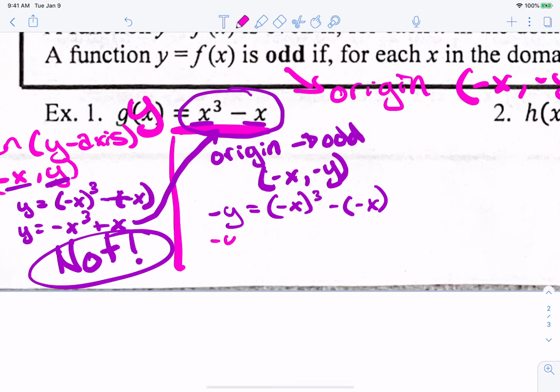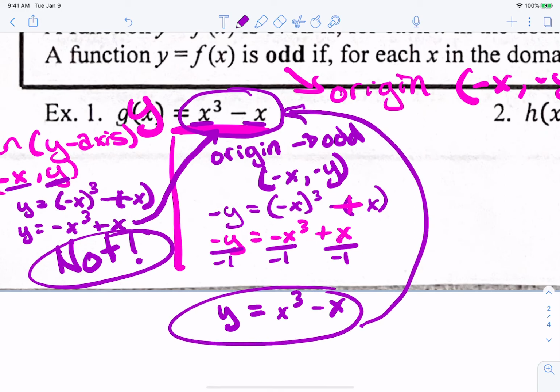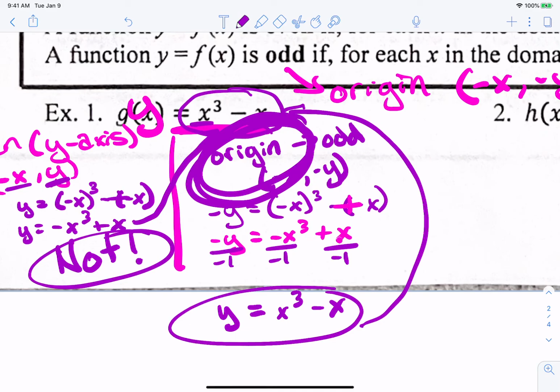Negative y equals, we said negative x cubed stayed negative x cubed, and this guy becomes positive x. That is not the same thing as what I had before, except if you divide everything by a negative 1, this becomes positive y equals positive x cubed minus x. Because I divided everything by a negative 1 and it flipped back to the original, it does have origin symmetry. Does that make sense?